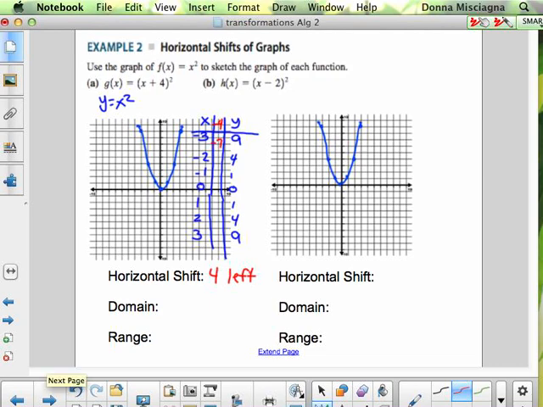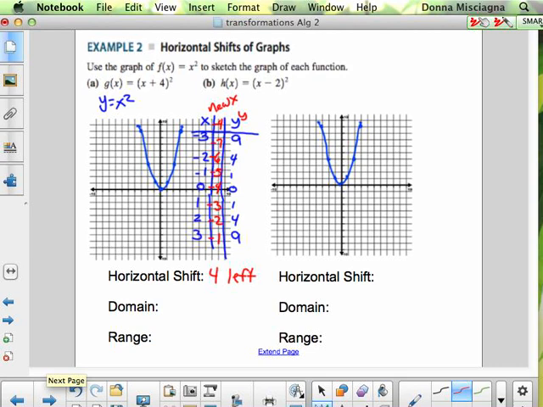Negative 2 minus 4 is a negative 6. Negative 1 minus 4 is a negative 5. 0 minus 4 is negative 4. 1 minus 4 is negative 3. Notice they're just going up by 1 because the x column went up by 1. 2 minus 4 is negative 2, and 3 minus 4 is negative 1. So now we have a new x, but we're going to graph the same y values because our graph is just shifting horizontally.